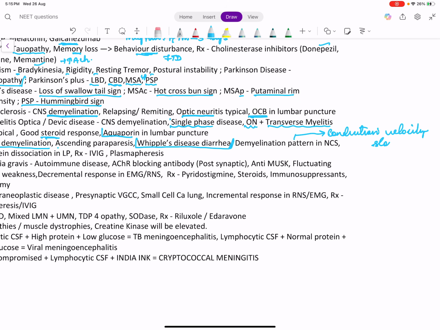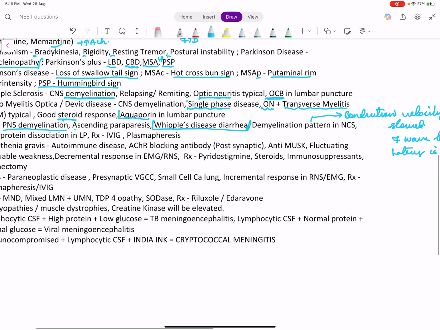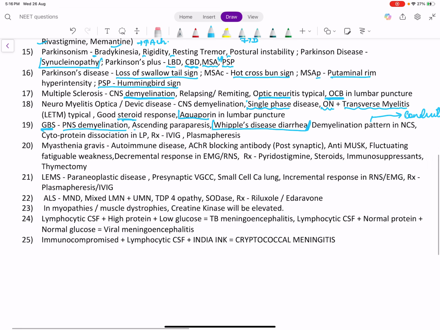Conduction velocity becomes slow, and we have something called F wave latency. That is also prolonged. Actually, latency is prolonged because the impulse takes time to get propagated. So that is the finding in nerve conduction study. If you do an LP, we have cytoalbuminologic dissociation. That is, protein will be high, but cells will be low. Lymphocytic cells will be low. Treatment here is IVIG or plasmapheresis.